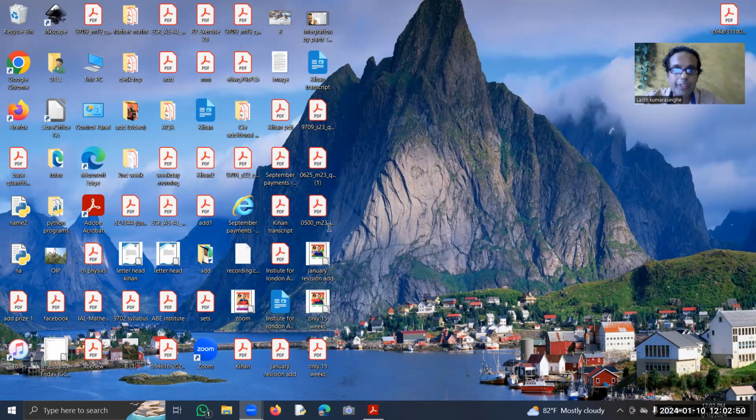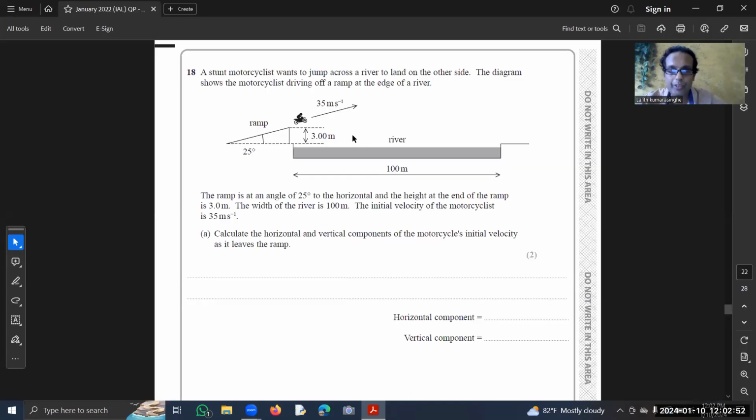Okay, let's start this question. 10/2022. It's a ramp question. Sahil is taking off a ramp, goes like that, and hits the place below where he started. So these sums are very common.